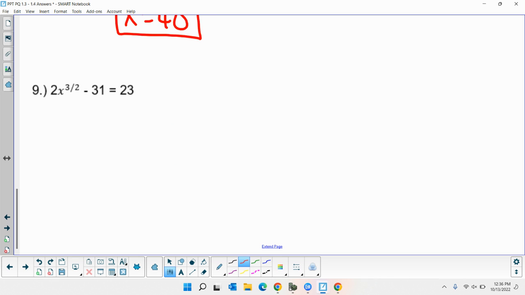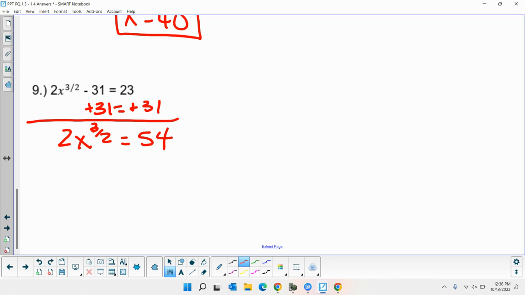Last one. Get the x part isolated. It's not isolated yet. Get that 2 on the other side. Now you just have x to a power. How do I get rid of that 3/2 power? Yeah, raise it to the 2/3 power, right?